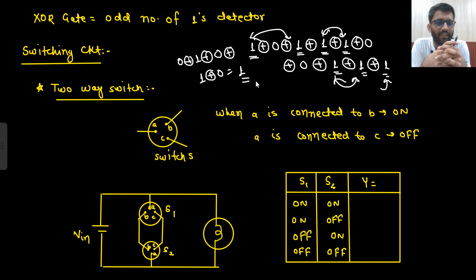Odd number of ones detector, even number of ones detector, even number of zeros detector, or odd number of zeros detector. Then you will think 0 or 1, odd, even, like this. But when you take the example, if there are all zeros, then the answer will always be 0.